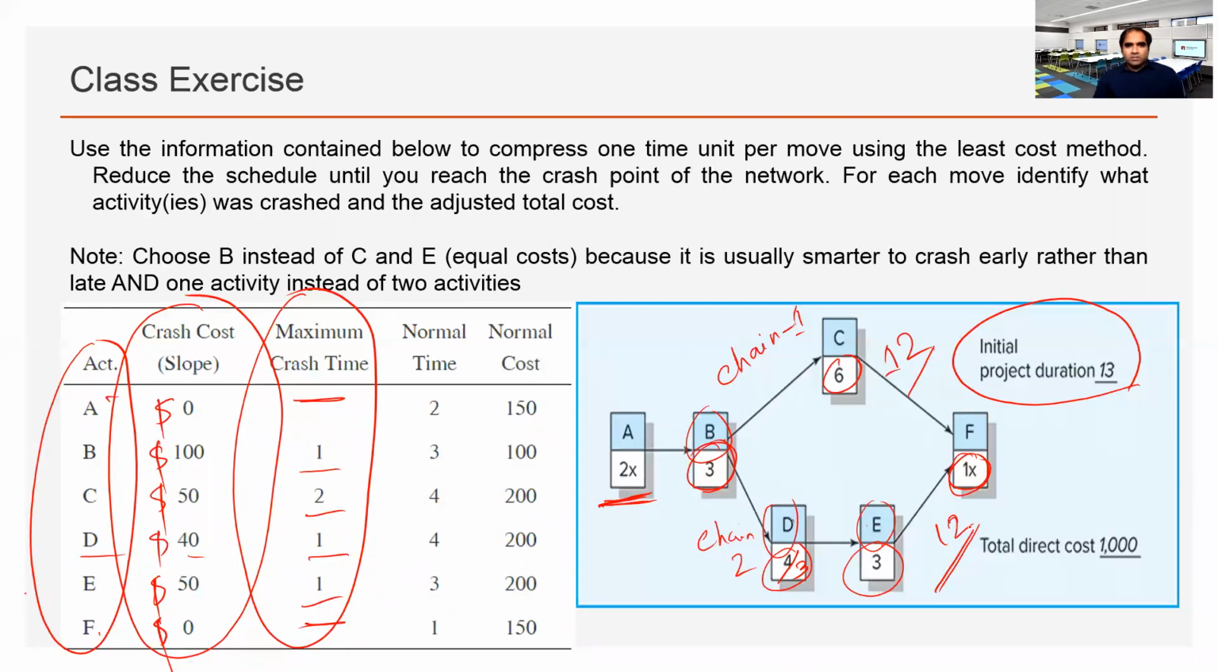B would be next, 100. We also have an option of C and E. Okay, so we have both options. We can either crash C and E, both, so C for 50, E for 50, and both are limited by 2 and 1. That will be in total 100, or B for 100. Both options are exactly similar.